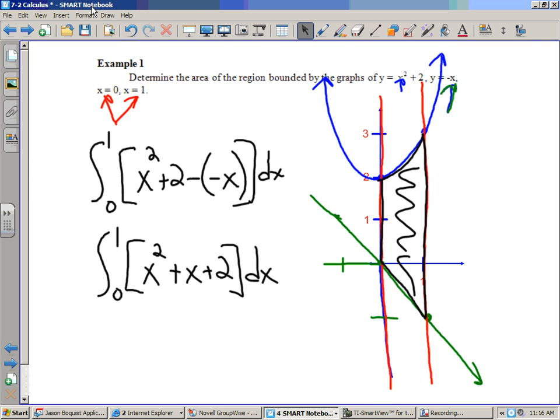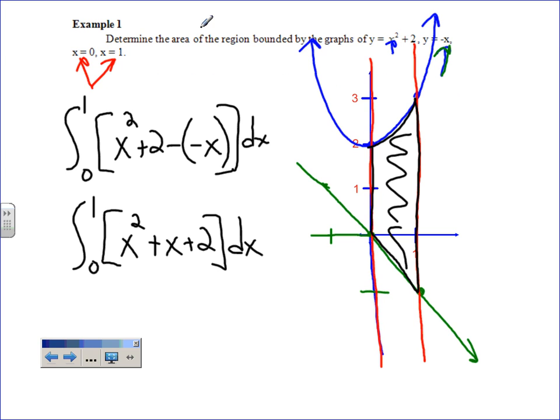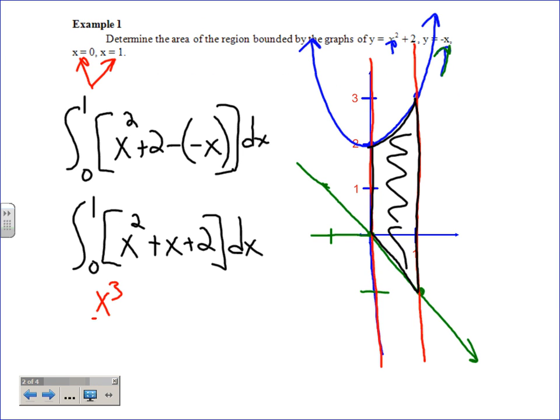Oh, hopefully that was enough time to put that in there. And again, this is one that we could have done by hand. That's what I was just saying during the break there. This would be x to the third over 3 plus x squared over 2 plus 2x, 0 to 1. You plug in 1, that's pretty simple, and you subtract what you get when you plug in 0. What's this actually called again, what I just did? Fundamental theorem of calculus.